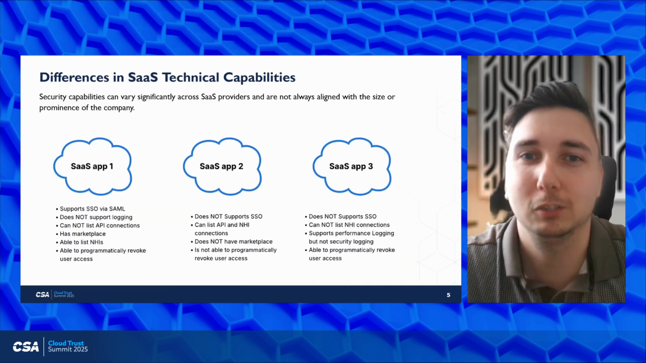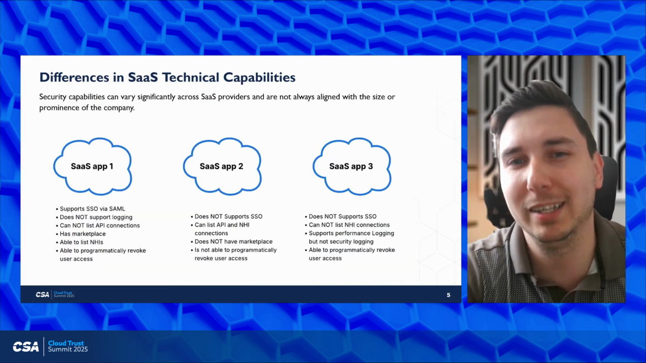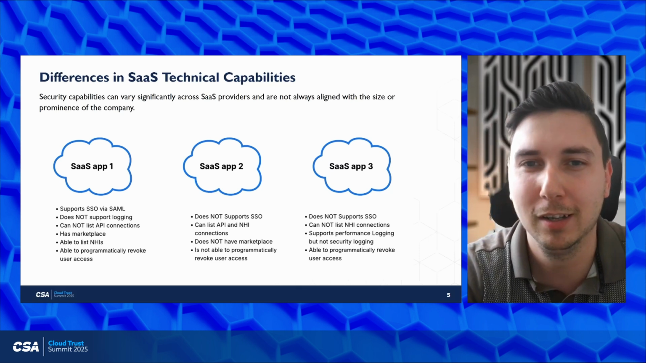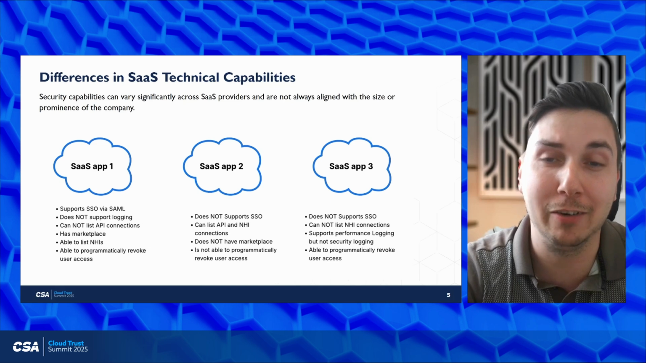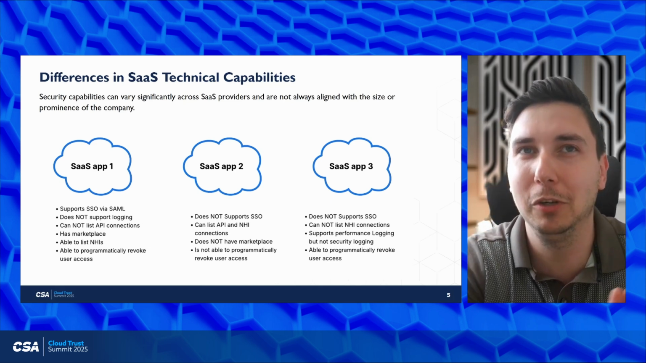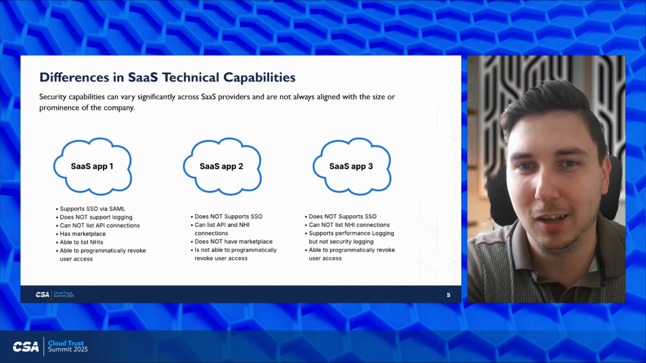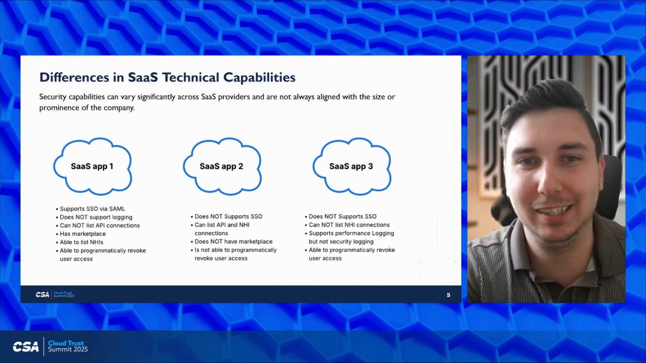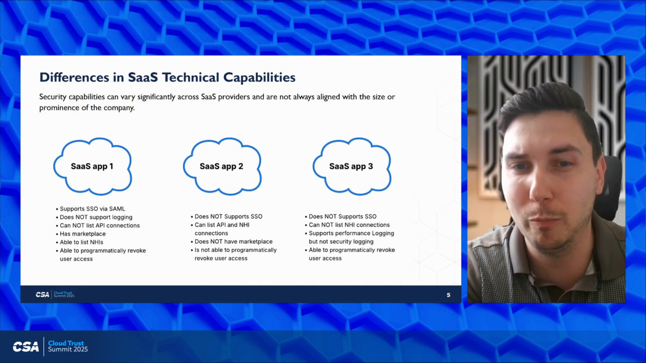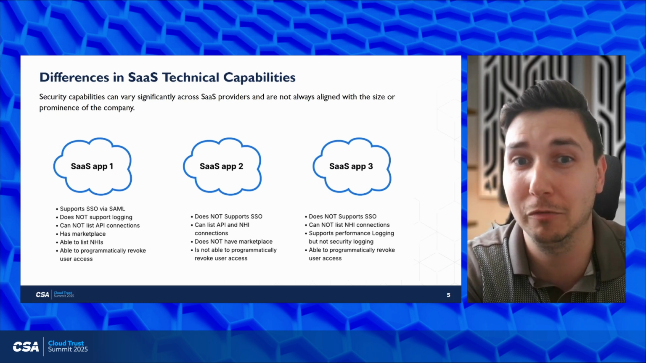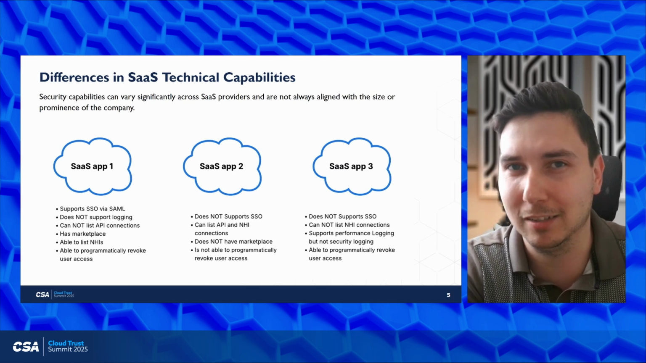So now that we established there are differences between how much trust we have in each provider, you would think that there is a relationship between what security capabilities they offer for their users. What we are seeing in practice is that the size of SaaS providers doesn't always correspond to the security capabilities or features they give to their customers.